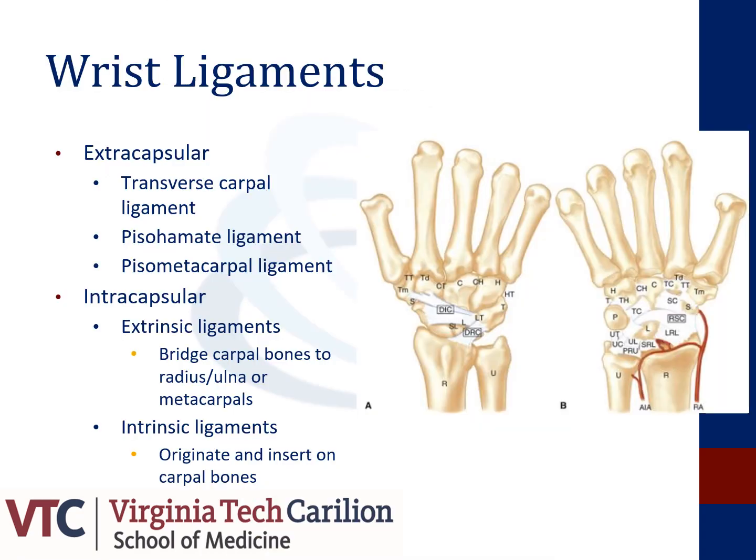Now we'll start to discuss the different entities that comprise the extracapsular and the intracapsular wrist ligaments. The extracapsular wrist ligaments are comprised of the transverse carpal ligament, the pisohamate ligament, and the pisometacarpal ligament. The intracapsular ligaments are the ones I think we most commonly associate with our wrist pathologies, and they are the extrinsic ligaments, which bridge the carpal bones to either the radius/ulna or metacarpals, and the intrinsic ligaments, which originate and insert on the carpal bones.